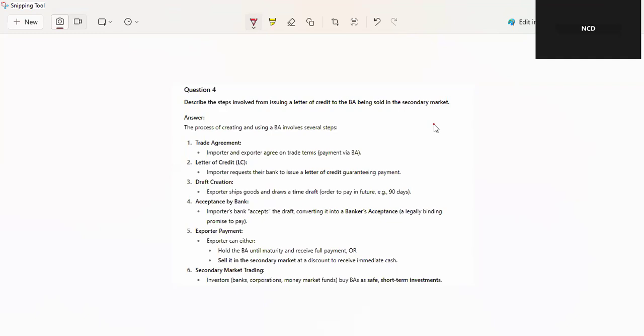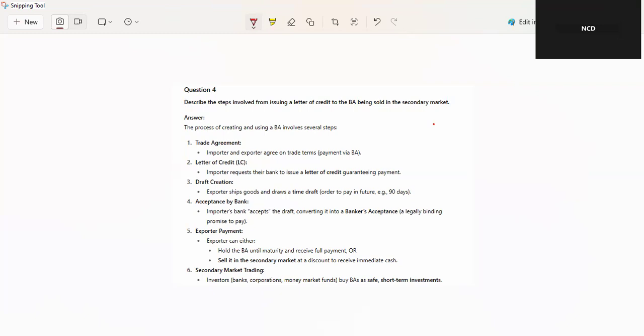Then, step 4, acceptance by the bank. The importer's bank will accept the draft in writing, converting it into a banker's acceptance, legally bound to pay. Then number 5, the exporter gets payment. The exporter can either hold the BA until it matures or sell it in the secondary market. In the secondary market, investors such as banks, corporations, or money market funds buy the BAs as safe short-term instruments.